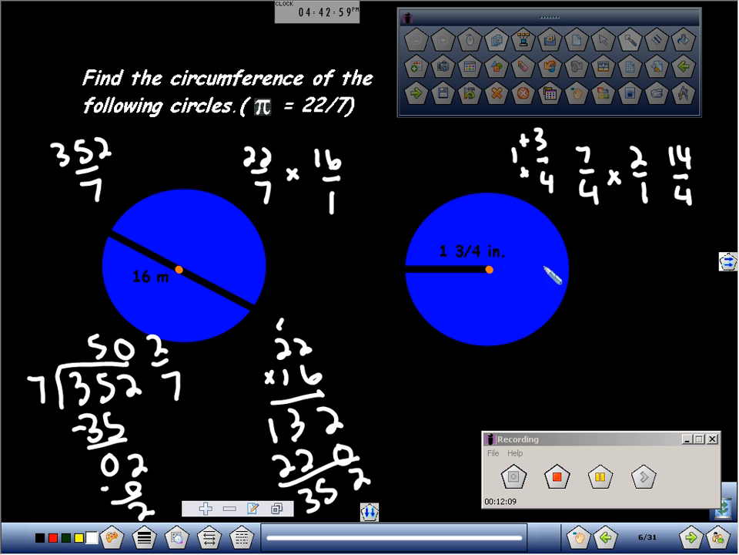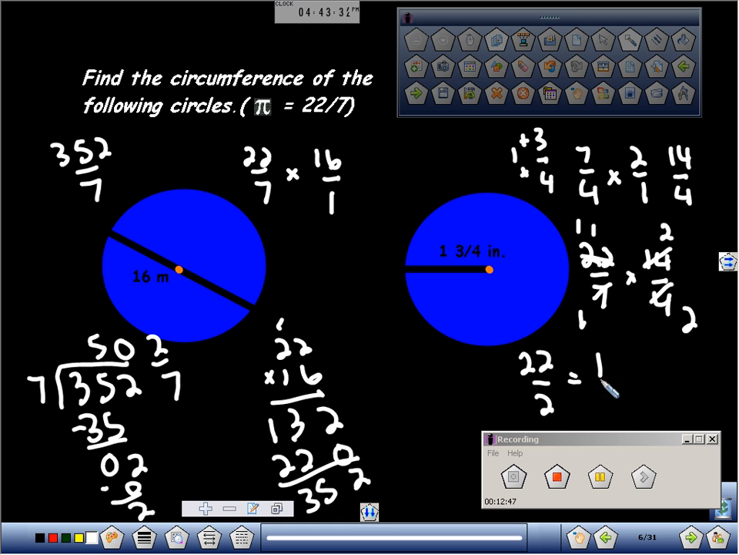We just found the diameter, which is 14/4. Now we got to go 22/7 times 14/4. We can cross cancel. 7 goes into 7 once. 7 goes into 14 twice. 2 goes into 4 twice. 2 goes into 22 11 times. 11 times 2 is going to be 22. 1 times 2 is going to be 2. What's 22 divided by 2? In my country, it's 11. So the circumference is going to be 11.